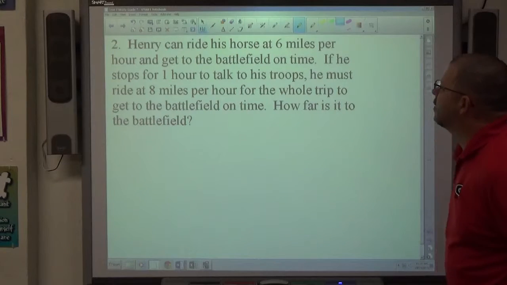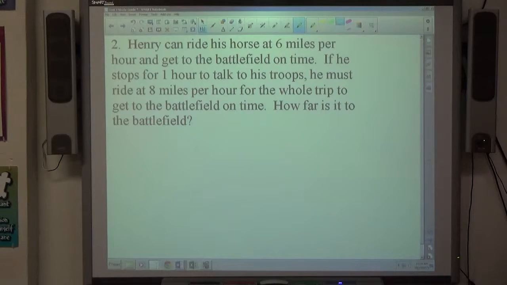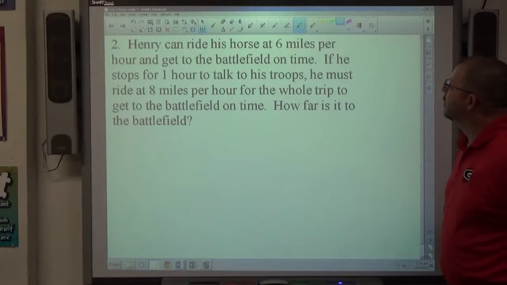Example 2: Henry can ride his horse at 6 miles per hour to get to the battlefield on time. He stops for 1 hour to talk to his troops, who must ride at 8 miles per hour for the whole trip to get to the battlefield on time. How far is it to the battlefield?